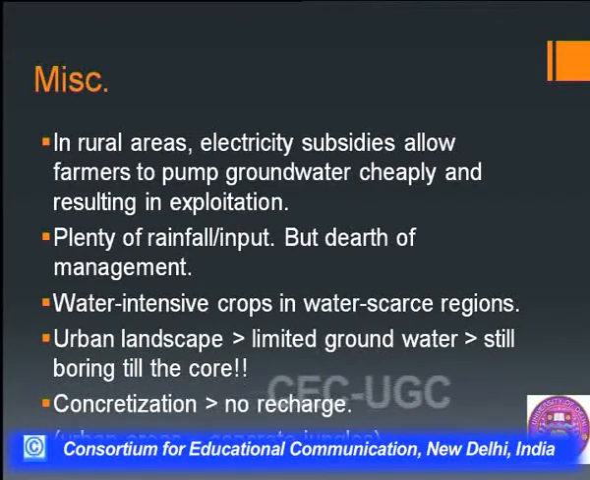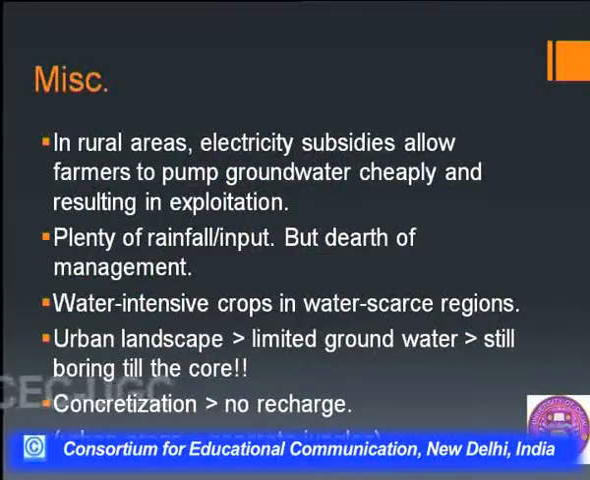Another cause is rural areas. We are an agricultural based country, and farmers are getting electricity subsidies, which allows them to pump groundwater cheaply, resulting in the exploitation of the water resources beneath, and ultimately, when it is not replenished by proper rainfall, a dearth of management happens. Another reason is that farmers are using water intensive crops in water scarce areas. This is one of the major reasons, as in the case study of the Marathwada region, where famine and drought are present. So that is a problem for our country.